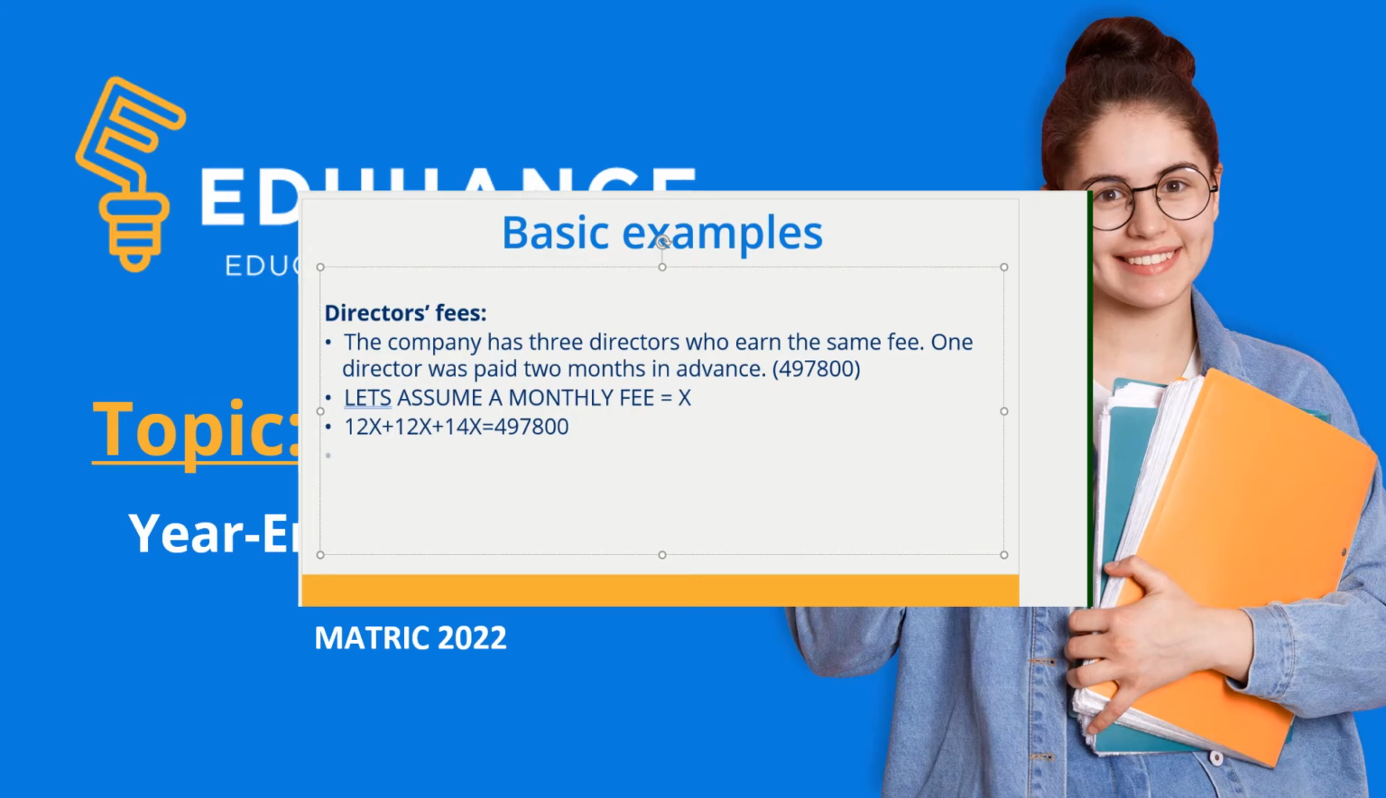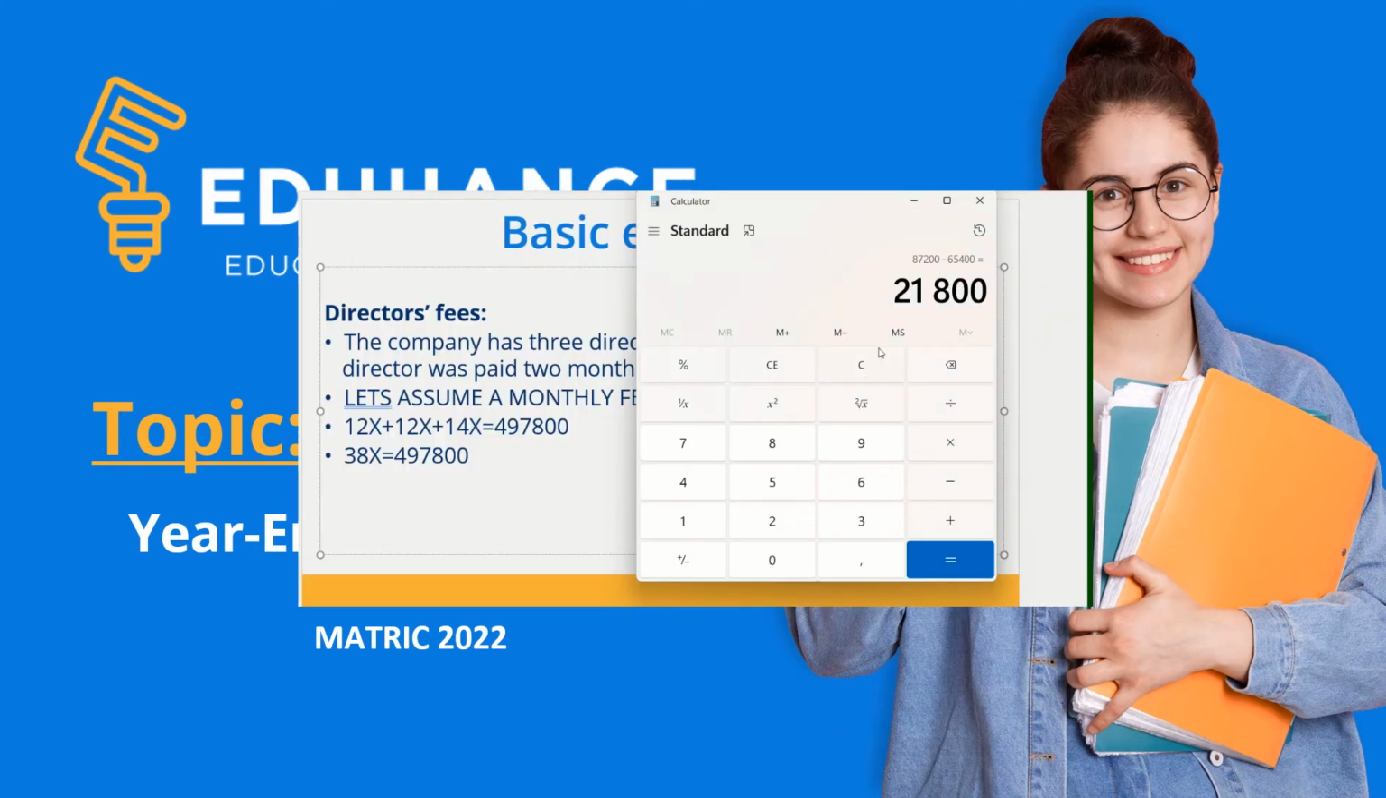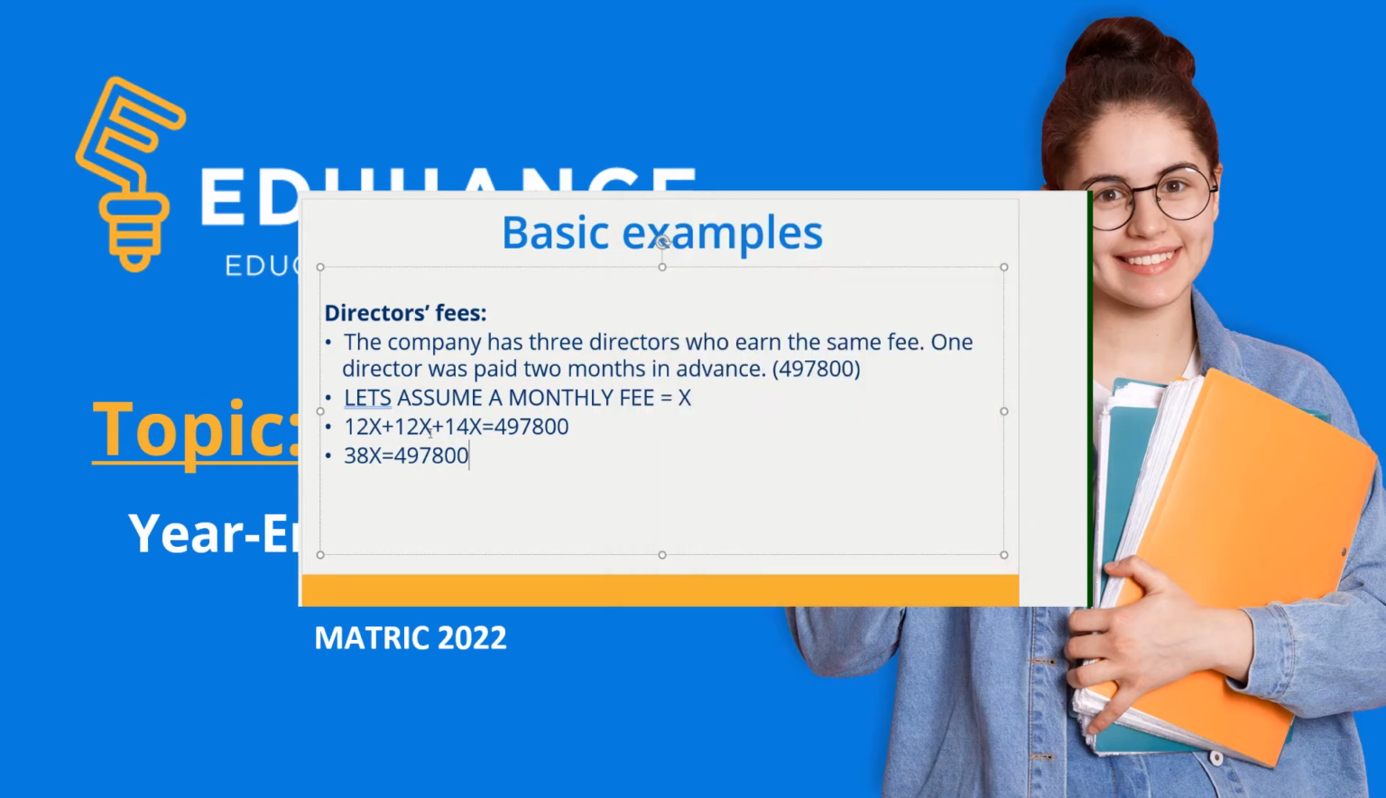Now, if we solve for x here, it will be 38x is equal to 497,800. And let's solve for the monthly amount. 497,800 divided by 38, a monthly amount is 13,100. Now remember, there was 2 months paid in advance. So this will be 2 times 13,100.